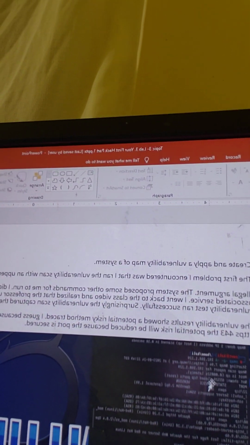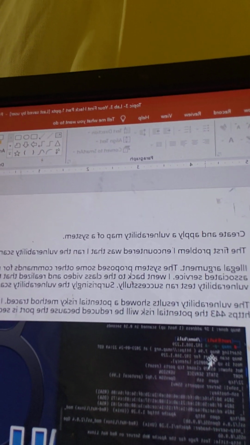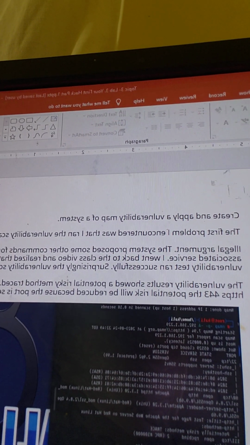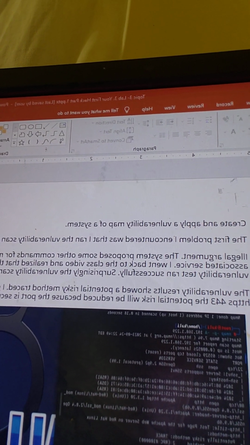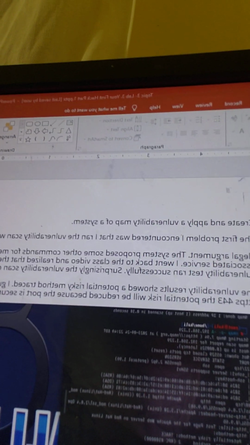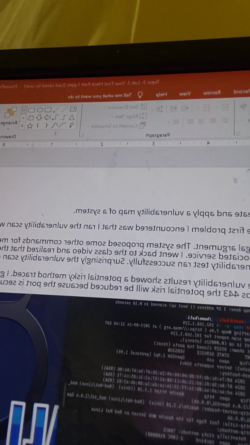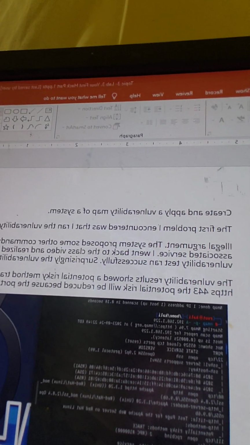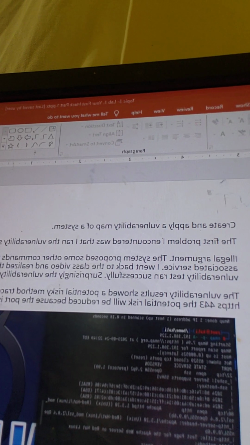I did a vulnerability scan with Nmap -p- -A with the same IP address, and that command is to use TCP to discover all ports. It's using TCP to get all the ports in the system and show running services as well.